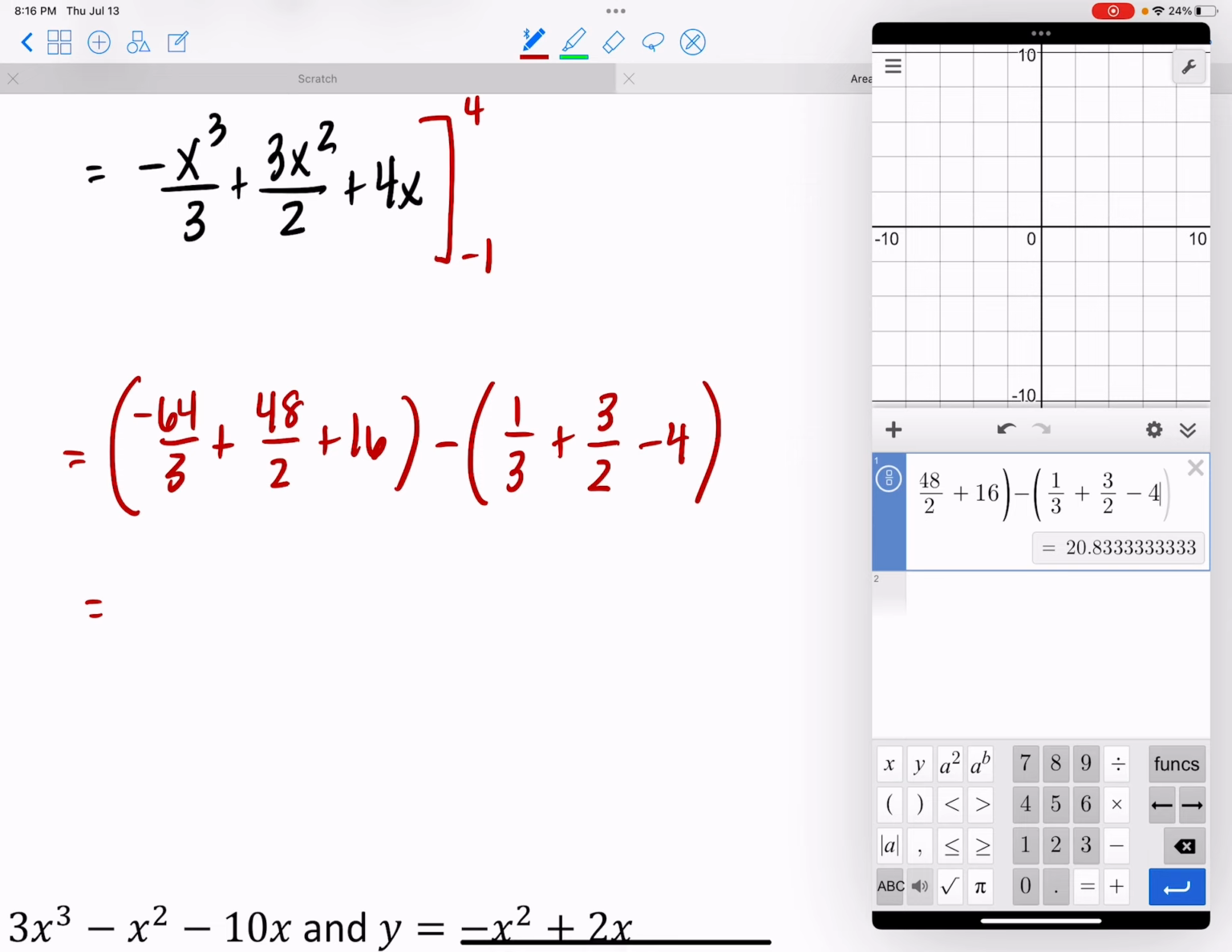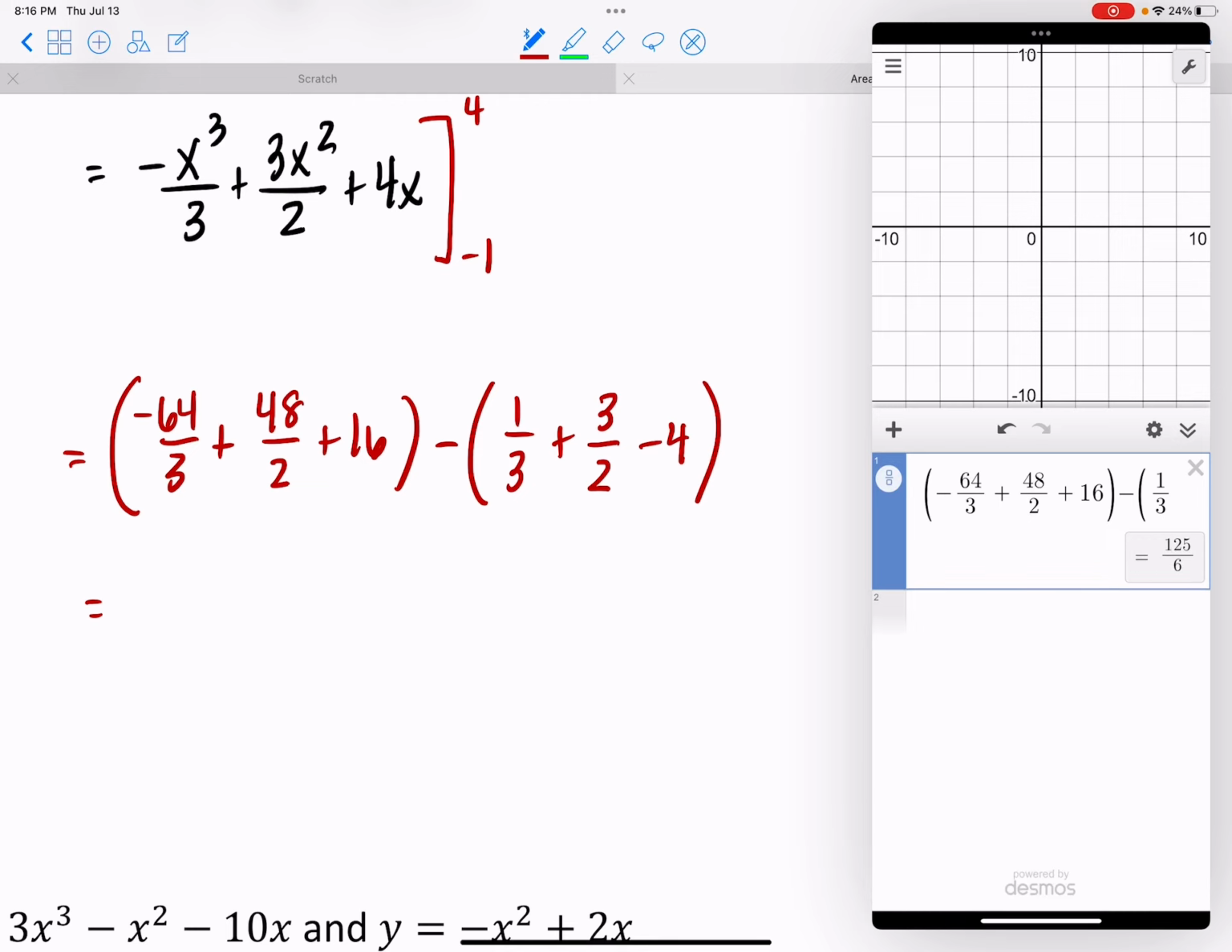So it gives me this decimal answer, and I don't want this decimal answer because it isn't precise. If you had a terminating decimal, by all means use it, but if it's not and you can convert it to a fraction, that's going to be the preferred answer. So we're going to go with that one. It is 125 over 6 square units for this area.